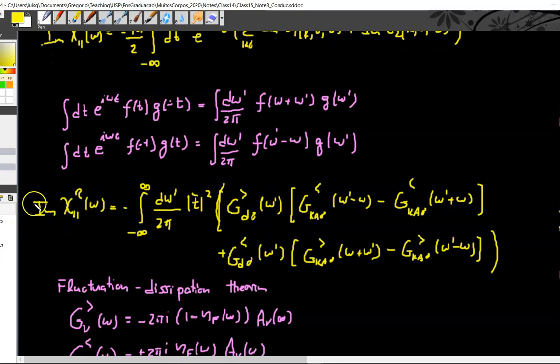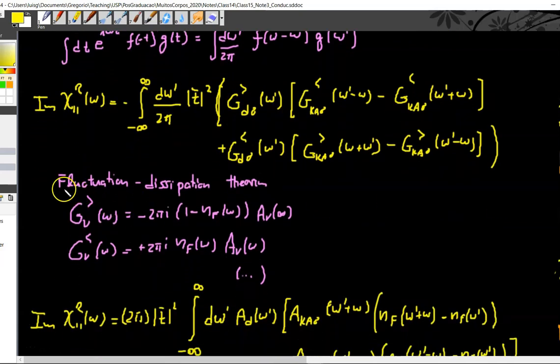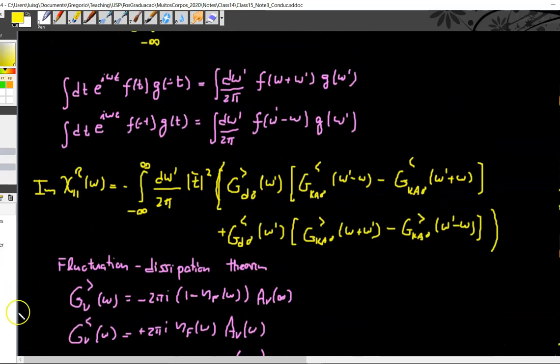So we already have the imaginary part of chi IIR in omega. It is going to be this integral in omega here. But we can do more. We can express these greater and lesser Green functions in terms of things that we can calculate, say the spectral functions. And for that we use the fluctuation dissipation theorem.